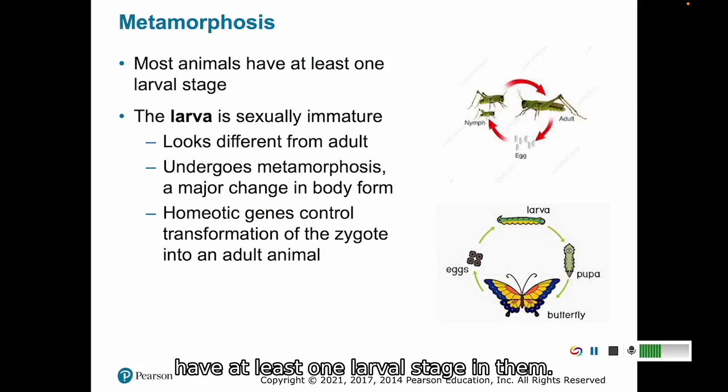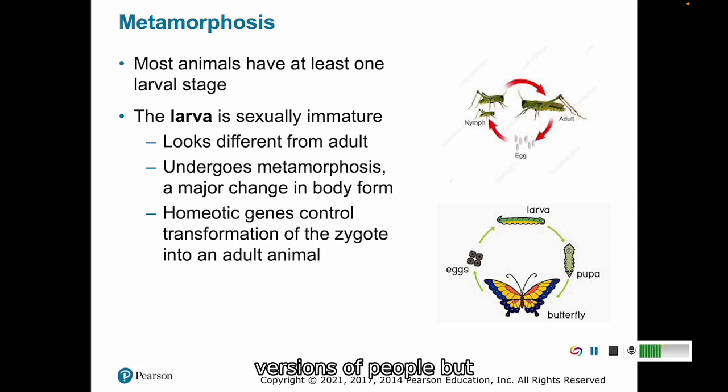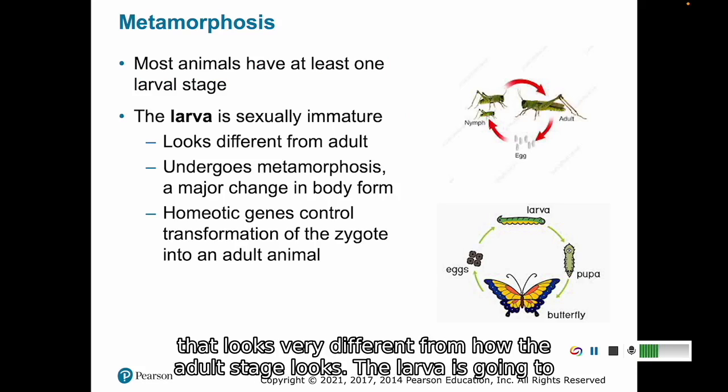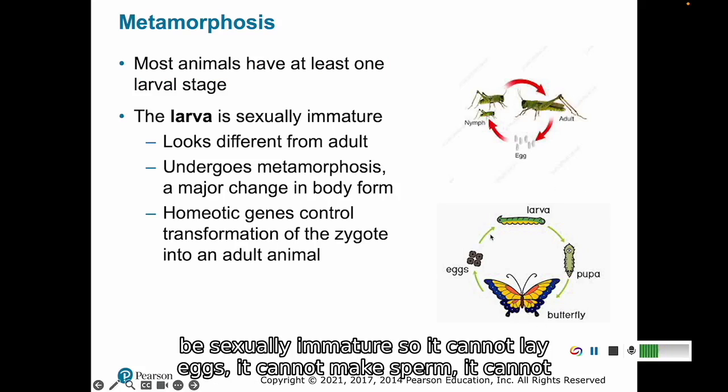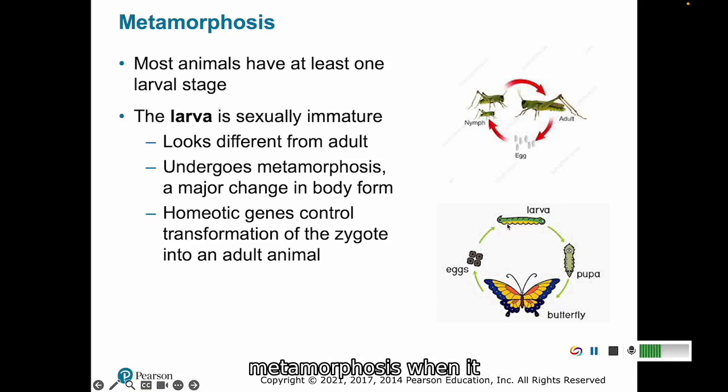Most animals have at least one larval stage. In people, we don't. We are born looking like littler versions of people, but we're still people looking, as opposed to most animals that have a larval stage that looks very different from how the adult stage looks. The larva is going to be sexually immature, so it cannot lay eggs, it cannot make sperm, it cannot reproduce. And it's going to go through something called metamorphosis when it changes its body form.